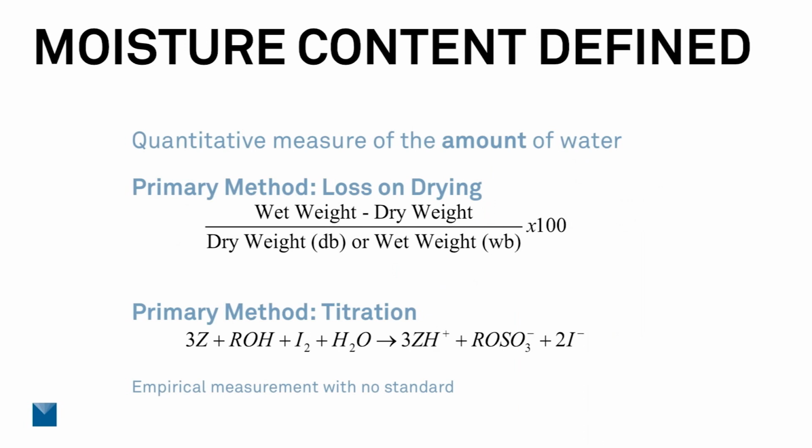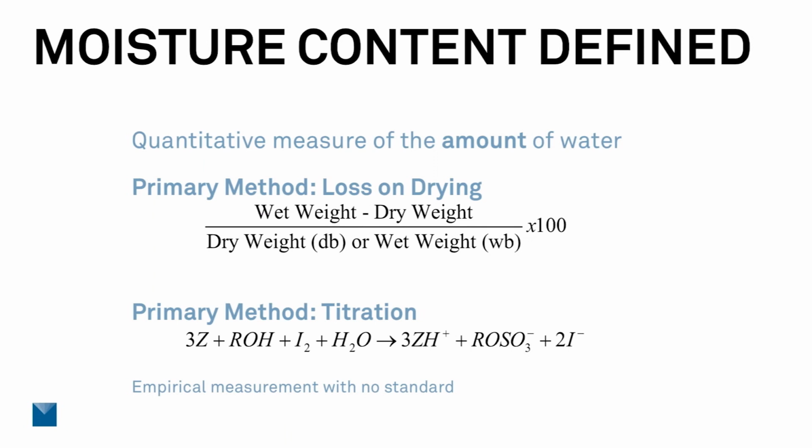All right, so let's discuss moisture content. It is a quantitative measure of the amount of water. Before we were talking about the energy status of water; moisture content is the straight amount of water. We have two primary methods here.